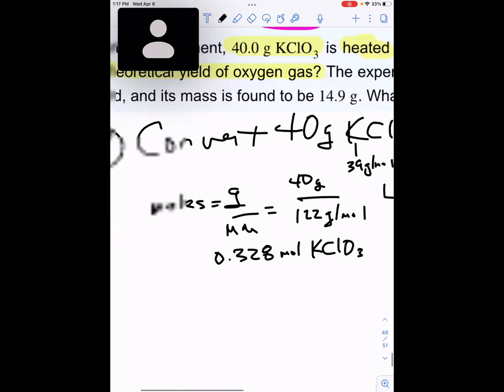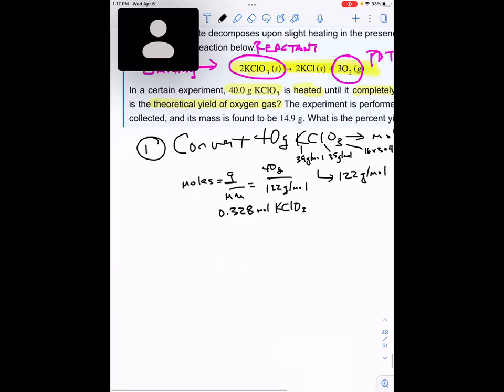So now we're good. We can roll now, because now we can use these moles to figure out the moles of product based on the relationship between potassium chlorate and oxygen. So that's the next thing. So find the ratio and convert.